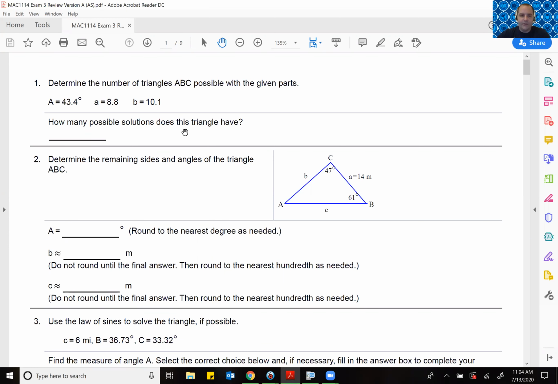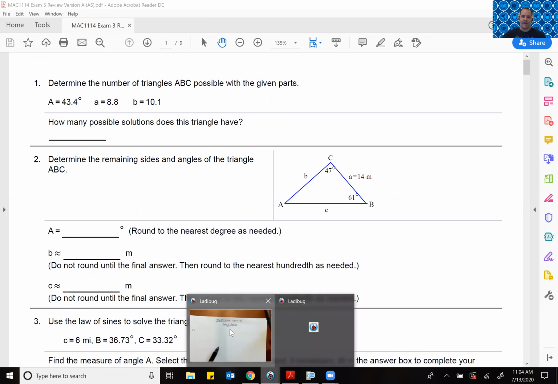And b, which is equal to 10. Now remember, the lowercase letters represent sides. The capital letters represent angles. Okay. So I'm just going to draw a quick triangle out here. And usually I let capital A represent the smallest angle, capital C is the largest, and capital B is the middle angle. So let me bring up what I've got.